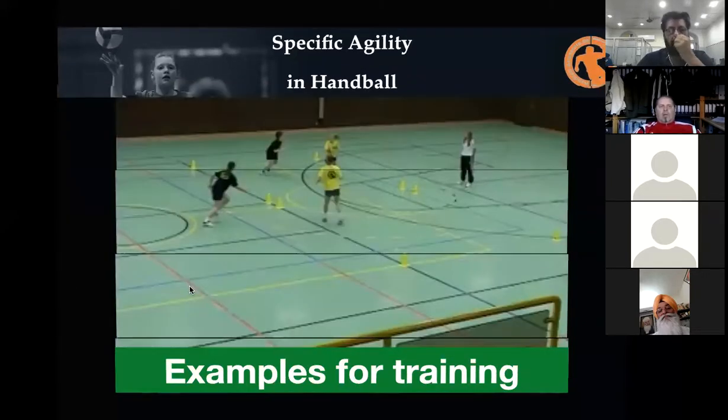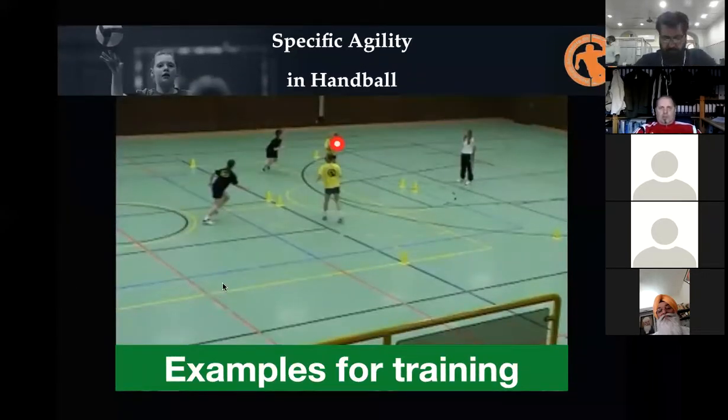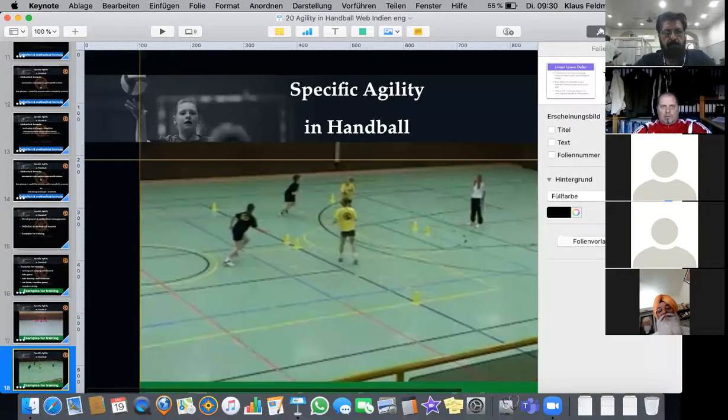Okay, second example here. Now this is quite difficult. Okay, just wait to get away. I have to stop the presentation once to get the pointer away.